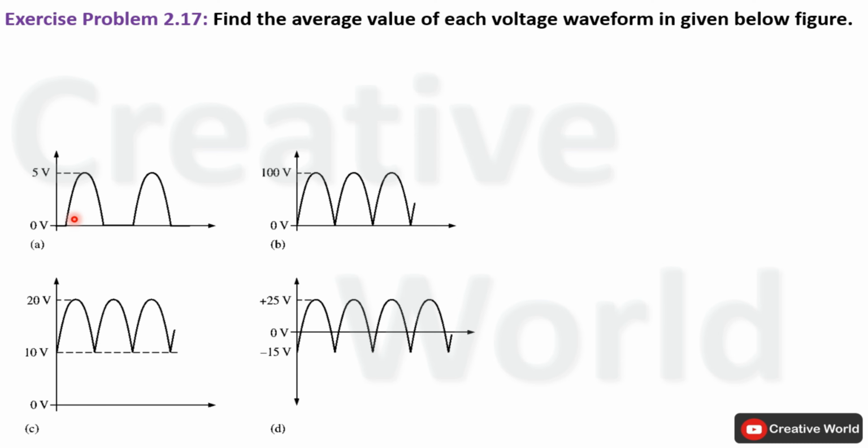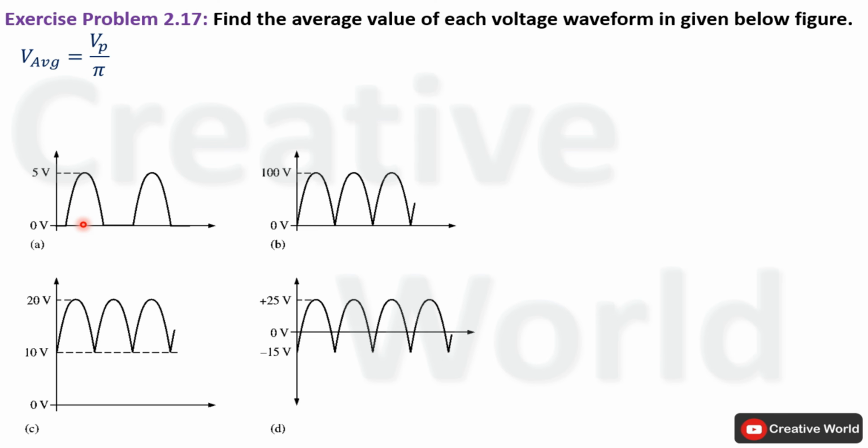We will start from figure A. If we observe, this is the output of a half wave rectifier and we have to find the average voltage of this voltage waveform. We know that in case of a half wave rectifier, we calculate average voltage using this equation. In this equation, V peak of the output waveform is divided by pi to calculate the average voltage of the waveform.